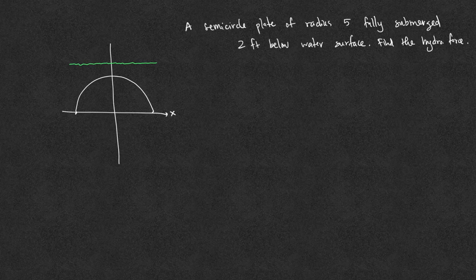A semicircle plate of radius 5, fully submerged 2 feet below the water surface. Find the hydrostatic force. Since the unit is in feet, the force, we know that it is rho g d, but this is only in the metric system. In the customary system, the rho g is the density. So we only need the density times the area times the depth in this case.